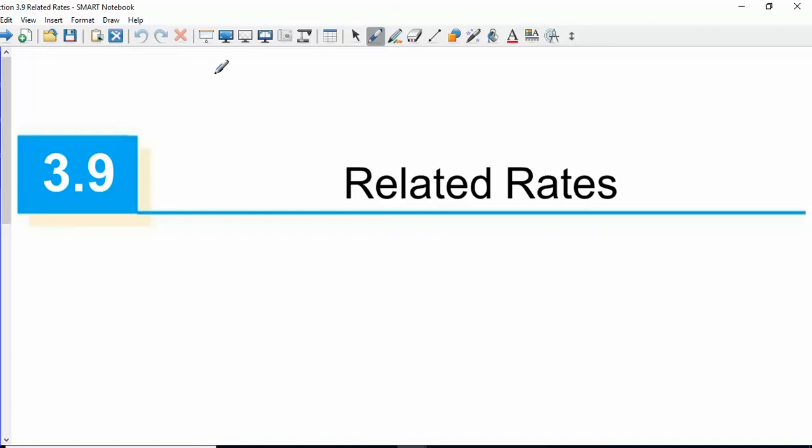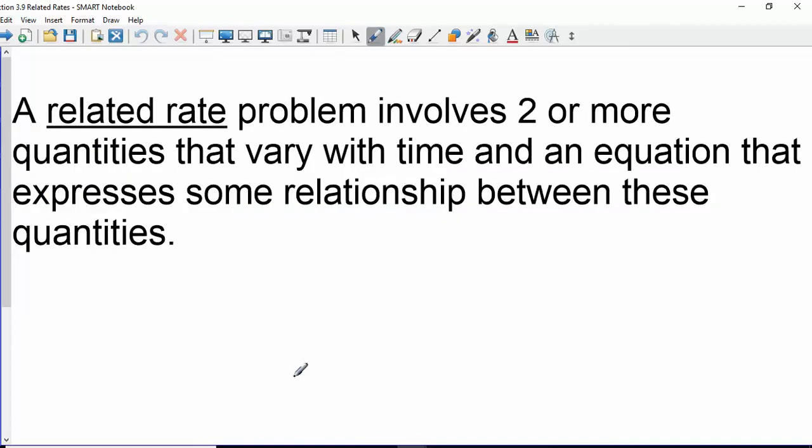A related rate allows us to compare more than one thing at a time. So it involves two or more quantities that change over time. The key with this is that, because they are rates, all of these derivatives are going to be with respect to time.